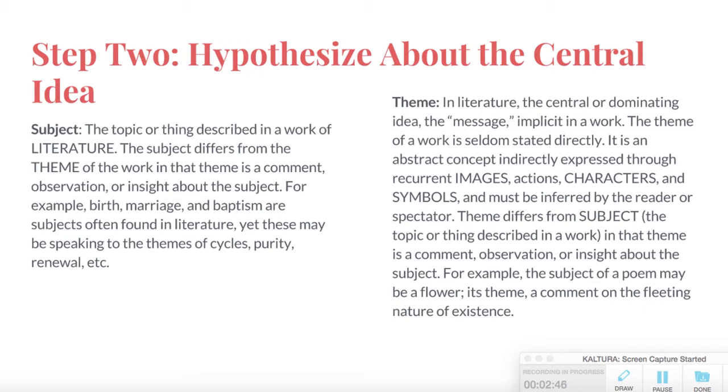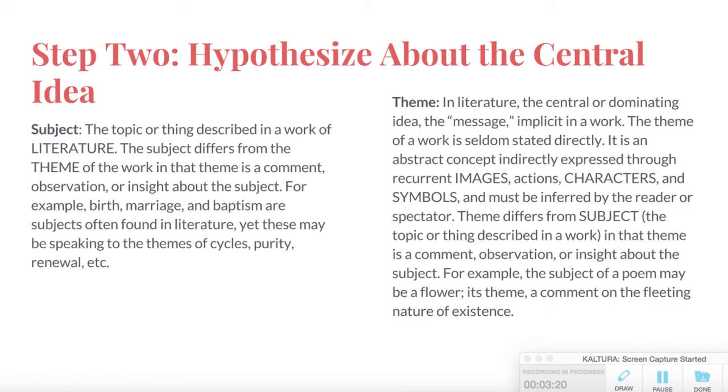A theme in literature is the central or dominating idea. It's what you can think of as the message implicit in a work. The theme of a work is seldom stated directly. It is an abstract concept indirectly expressed through recurrent images, actions, characters, and symbols, and must be inferred by the reader or spectator. Remember that inference is drawing a conclusion based on certain evidence.